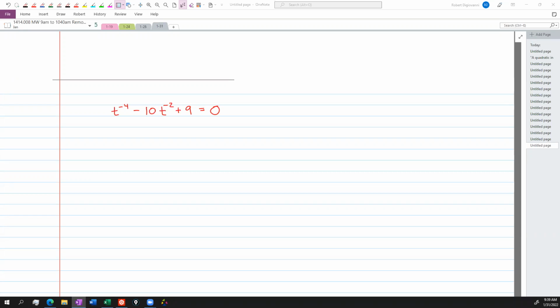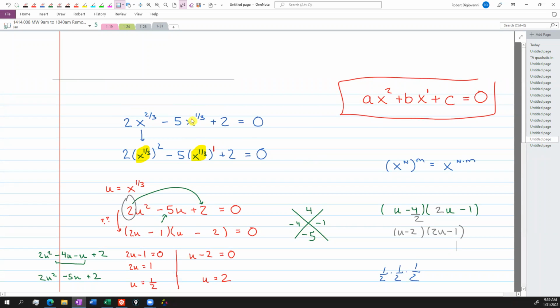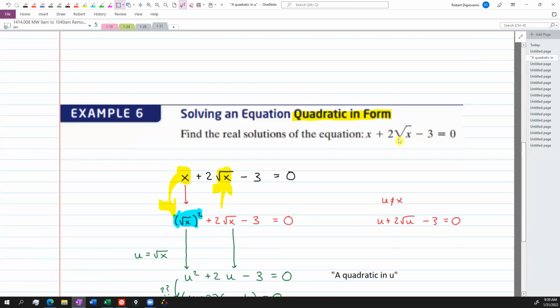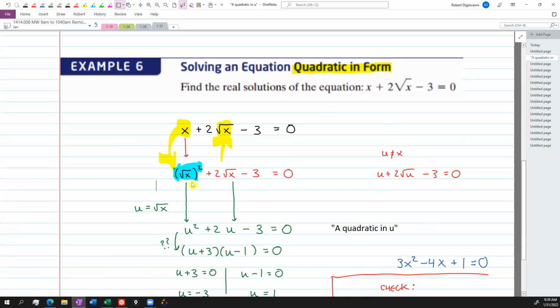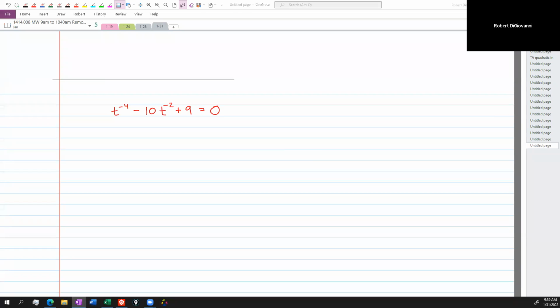If you're having trouble finding u, you might notice that on all of the previous examples we've done, u has always been the thing that's in the middle. Like here, it was x to the 1/3, it was this. The one before that, this one right here, the square root of x, that's what u was. Now, it doesn't always work that way, but it's a place to start at least. So I think with that, I'm just going to work this one out.